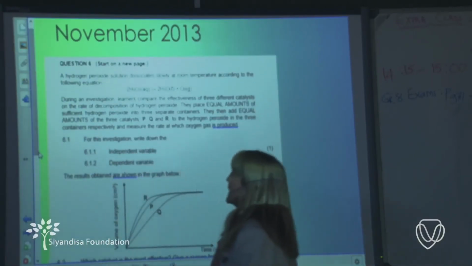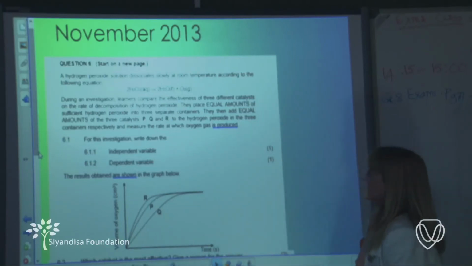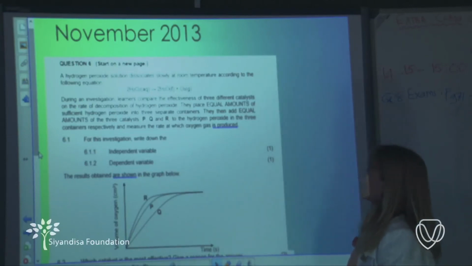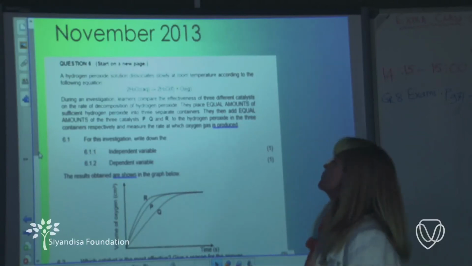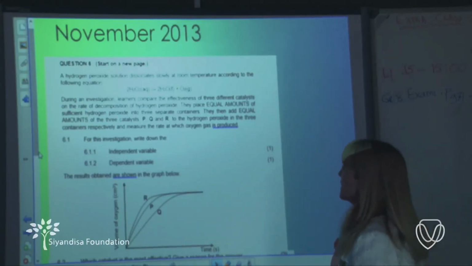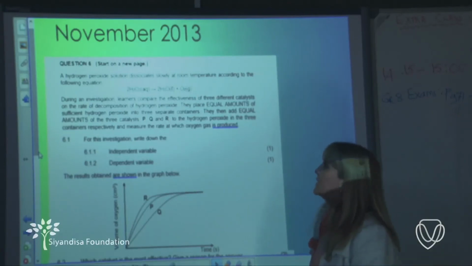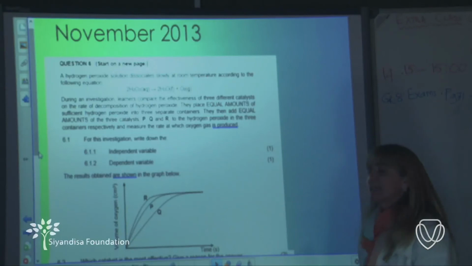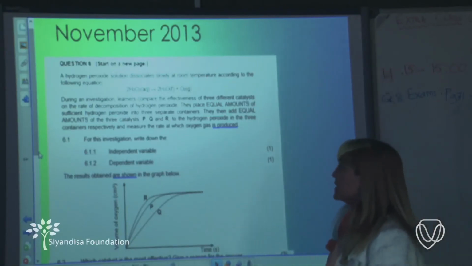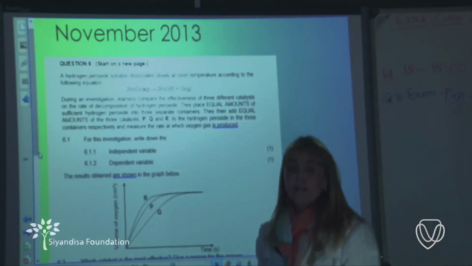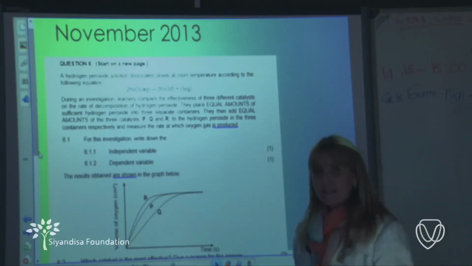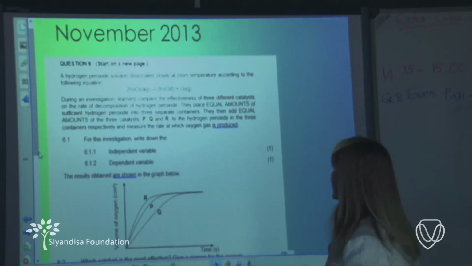Now, this question was taken from November 2013, also an important question. Hydrogen peroxide dissociates at room temperature according to the following equation. You did this practical in grade 10. It was one of your prescribed practicals. Hydrogen peroxide gives you water plus oxygen. During an investigation, learners compared the effectiveness of 3 different catalysts on the rate of decomposition of hydrogen peroxide. So what is the aim of the investigation? To determine the effect of a catalyst on the rate of a chemical reaction.